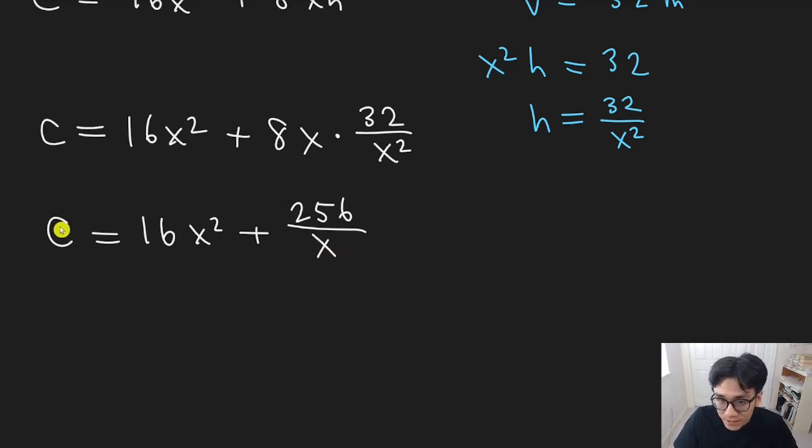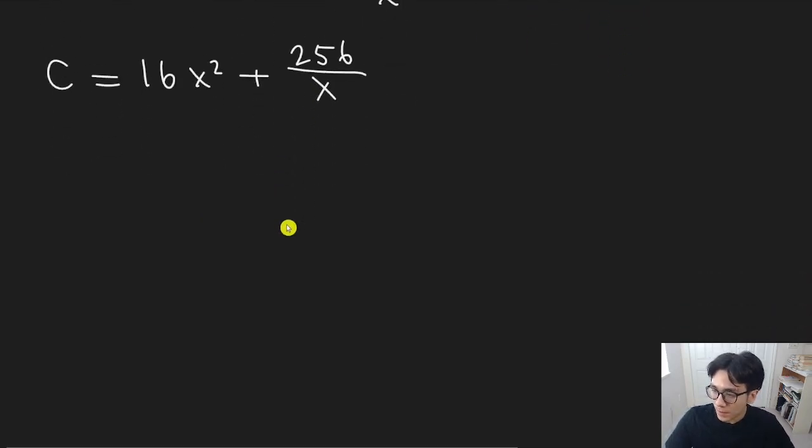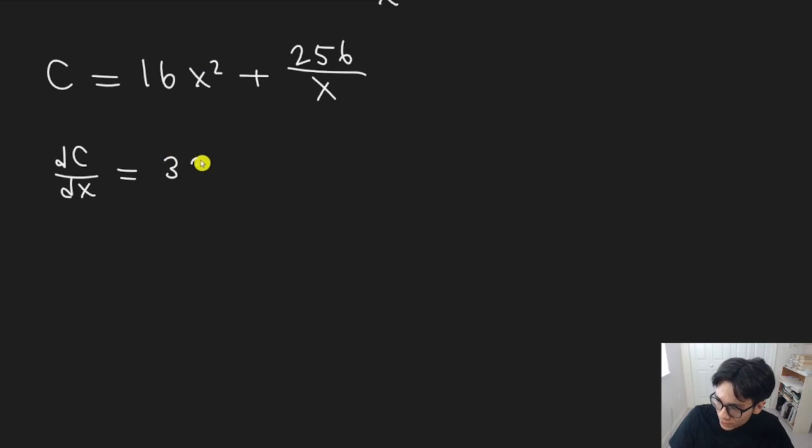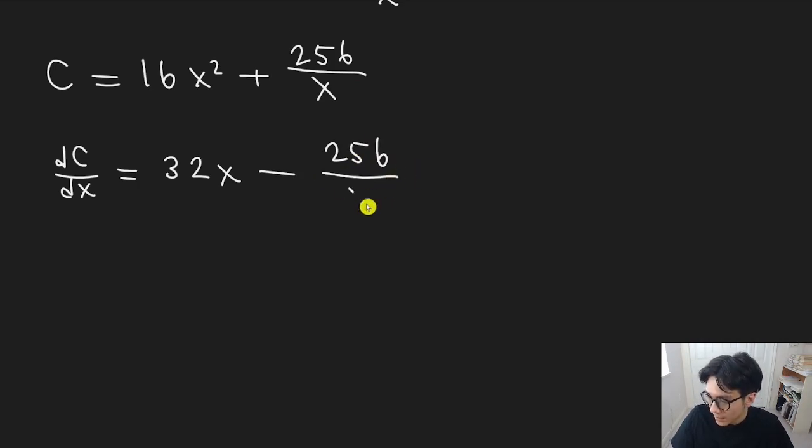Okay, so now we have c, or cost, as a function of only x. And that's the key. Now we can optimize. What we're going to do is take the derivative of c with respect to x. We could call that dc/dx. And when we take the derivative, we use the power rule here. So we're going to get 32x. And then this is x to the negative 1, so that's going to become negative 256 x to the negative 2. And x to the negative 2 is the same as x squared in the denominator.